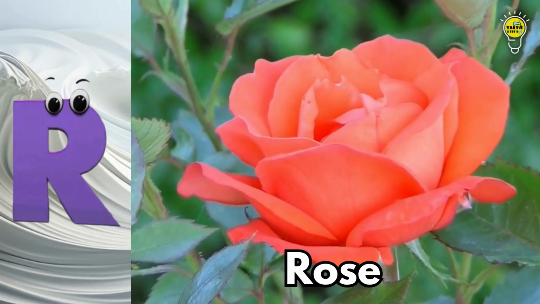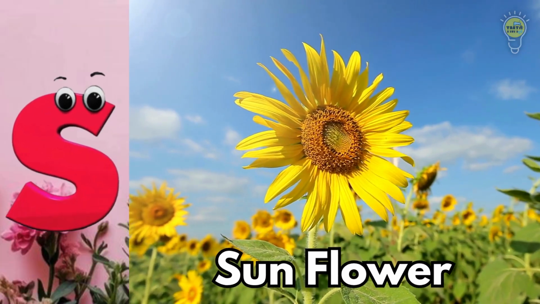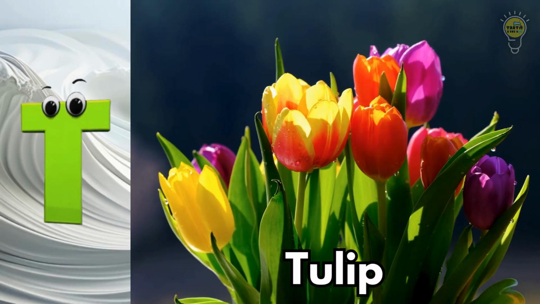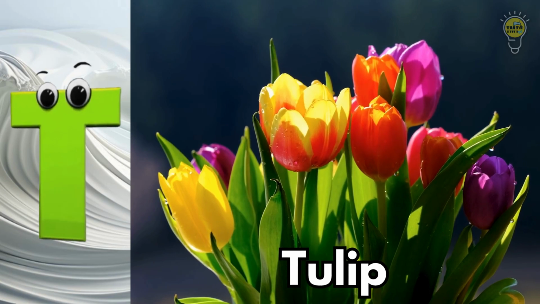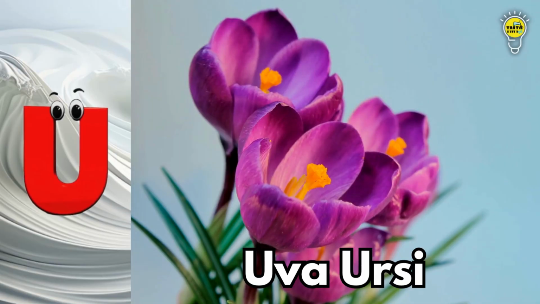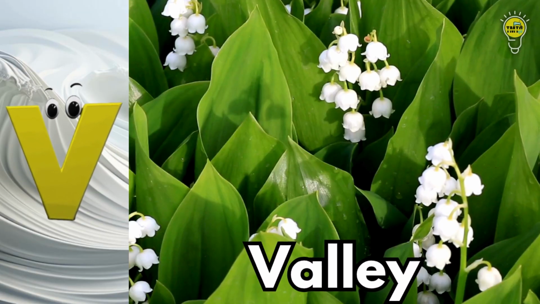Roseos flower. S is for sunflower. S, sunflower. T is for tulip flower. T, tulip flower. U is for uva ursi flower. Uva ursi flower. V is for valley flower.